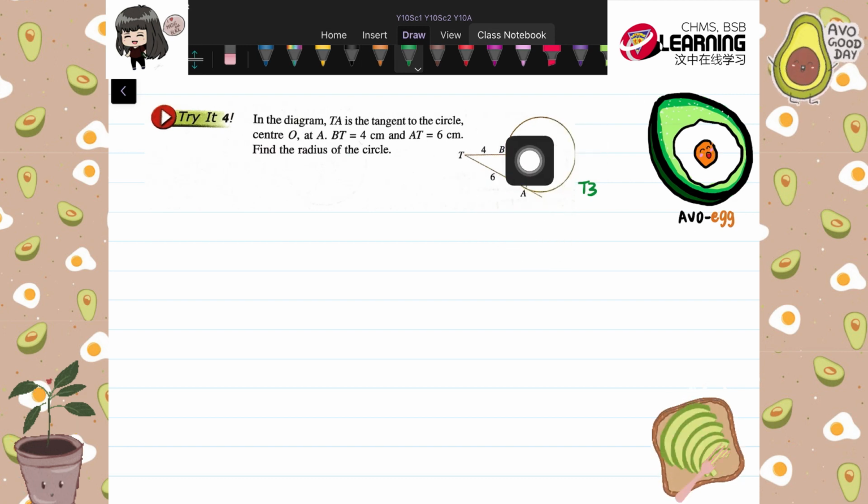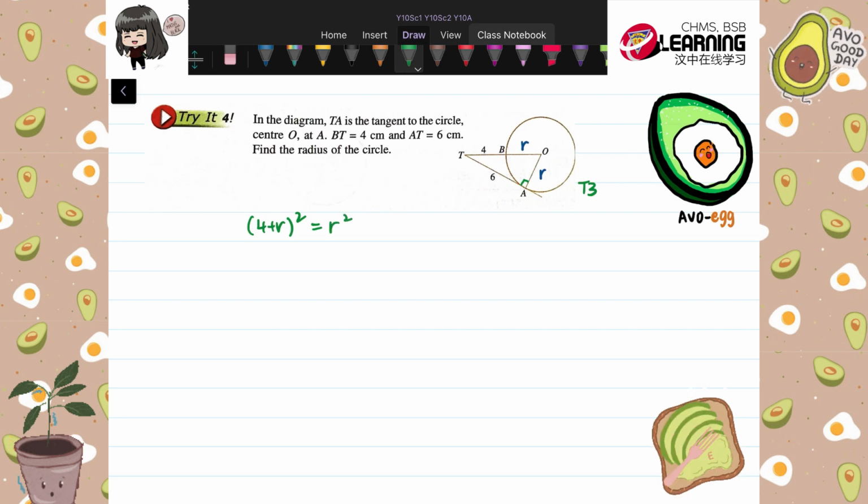What we're gonna do is, this is a right angle triangle. We're gonna find the radius over here using the Pythagoras theorem. So (4 + r)² is also equals to r² + 6². Okay, this is hypotenuse. Hypotenuse square equals to a square plus b square. Okay, so this one I'm gonna expand.